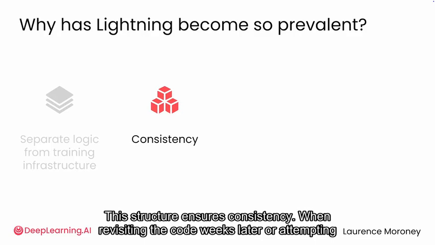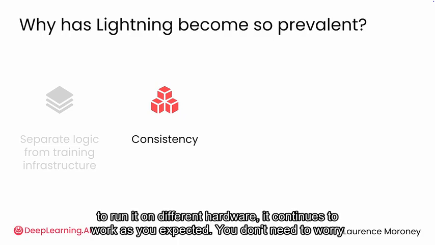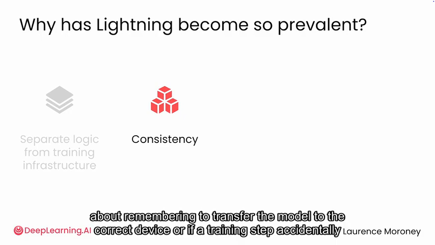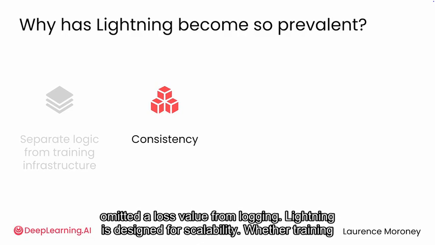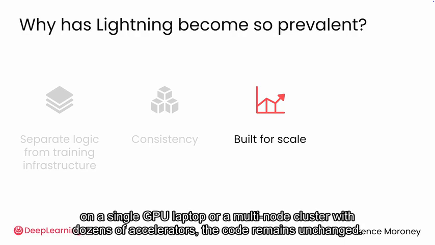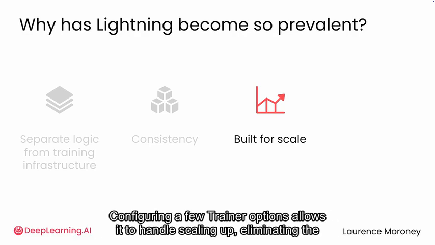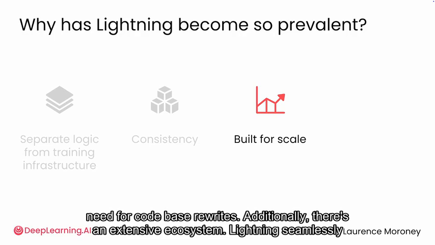When revisiting the code weeks later or attempting to run it on different hardware, it continues to work as you expected. You don't need to worry about remembering to transfer the model to the correct device, or if a training step accidentally omitted a loss value from logging. Lightning is designed for scalability. Whether training on a single GPU laptop or a multi-node cluster with dozens of accelerators, the code remains unchanged. Configuring a few trainer options allows it to handle scaling up, eliminating the need for code-based rewrites.